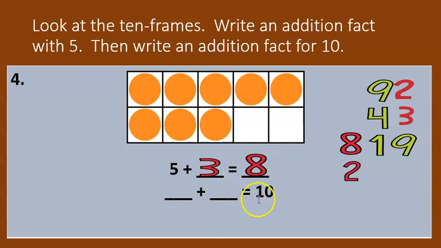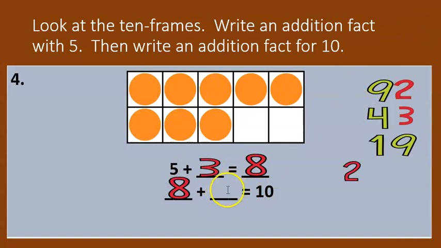Now we got to come to this second addition equation and get the fact for 10. To get this first number, okay, boys and girls, we just count up all the orange circles again. Let's count. 1, 2, 3, 4, 5, 6, 7, 8. So 8 has to come up front again. Now we need an answer here.